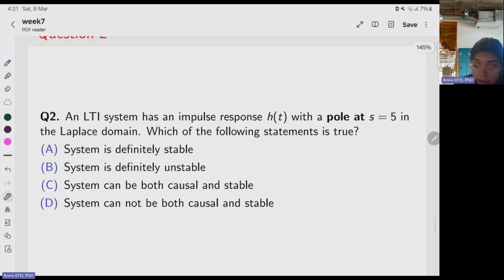Second question: an LTI system has an impulse response h of t with a pole at s equals plus 5 in the Laplace domain. Which of the following statements is true? The first option, the system is definitely stable. Second option, the system is definitely unstable. Third option, the system can be both causal and stable. Fourth option, the system cannot be causal and stable. I want an answer from you guys. Tell me.